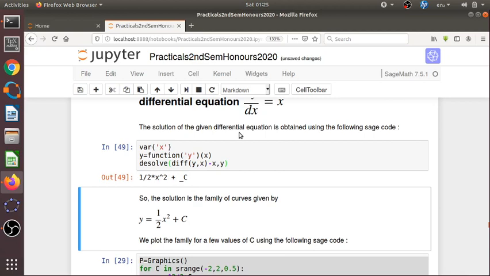So for dy/dx equal to x, it's y equal to x square by 2 plus c. Okay, this is what we have obtained. So the solution is the family of curves given by y equal to x square by 2 plus c. Okay, so it's a family of parabolas.